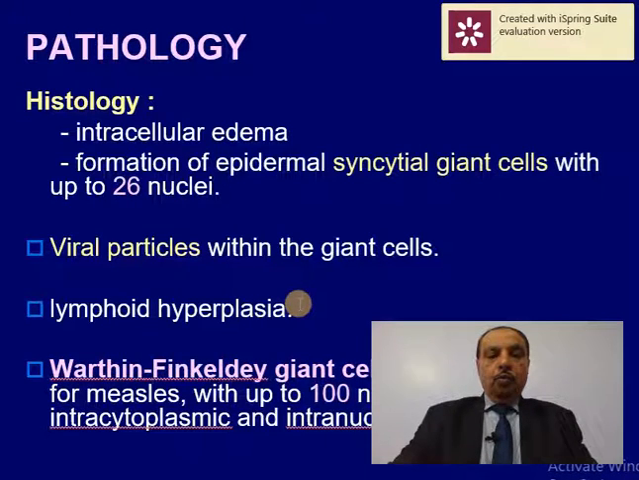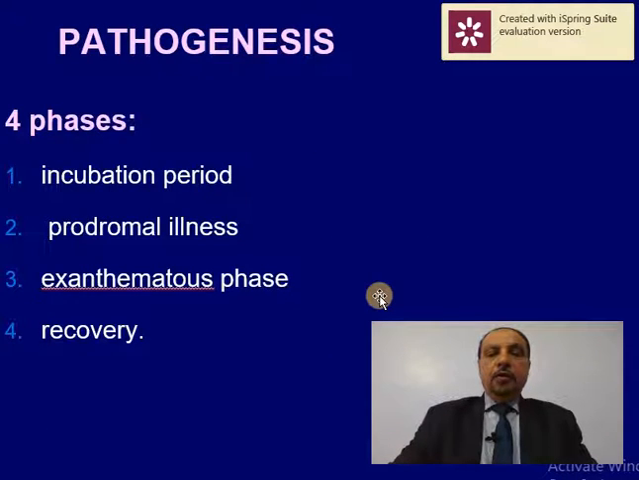There is the Warthin-Finkeldey giant cell, which, if we detect it, is pathognomonic. So you can be certain that there is measles if you see these cells. They have up to 100 nuclei and intracytoplasmic and intranuclear inclusions. So Warthin-Finkeldey giant cells are pathognomonic for measles.